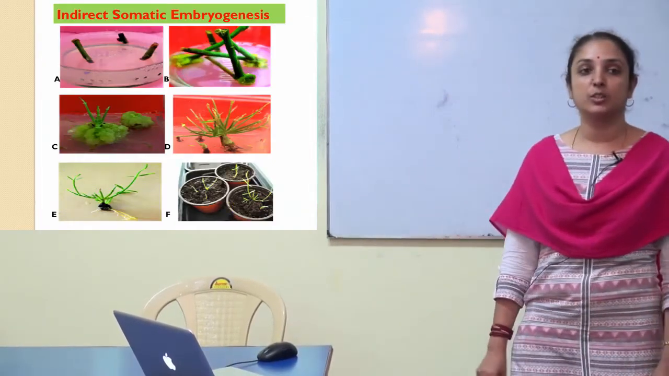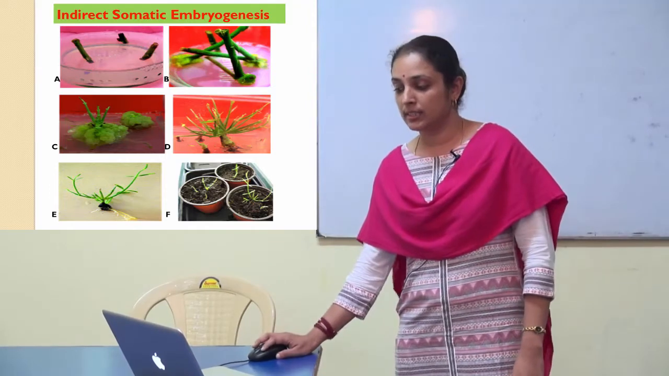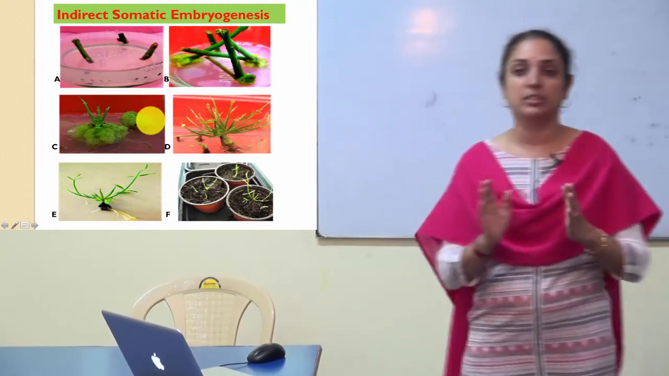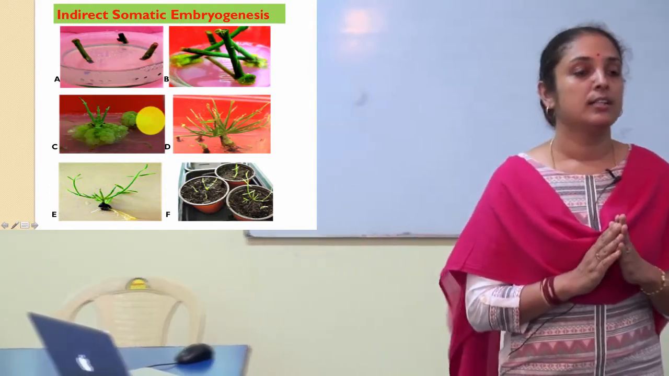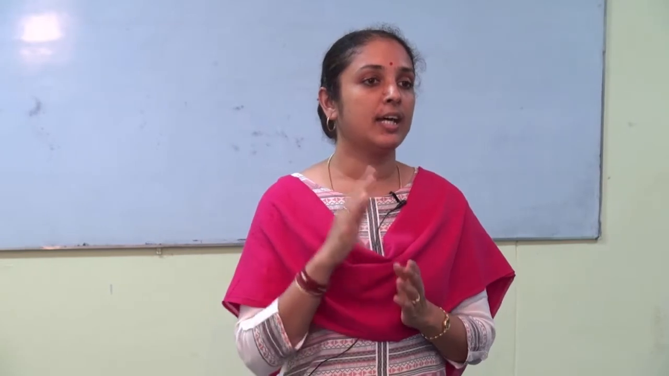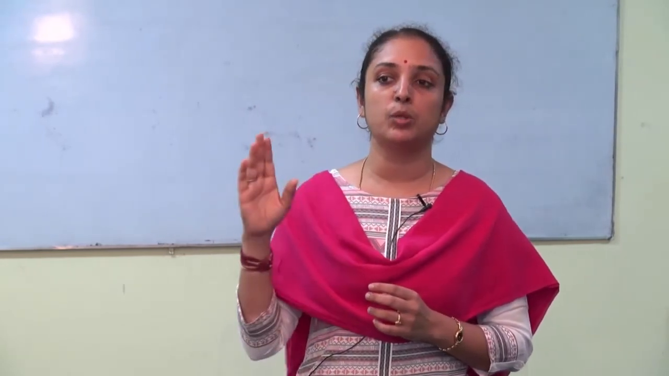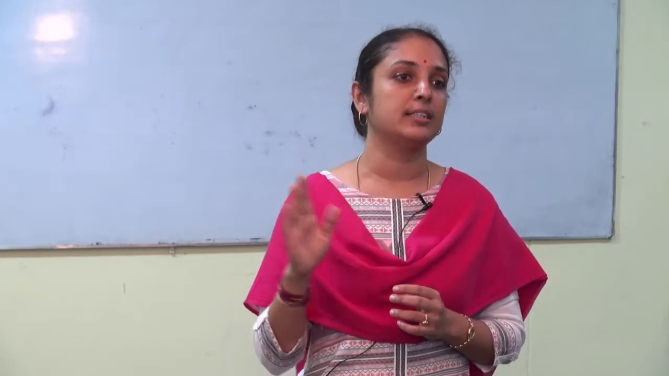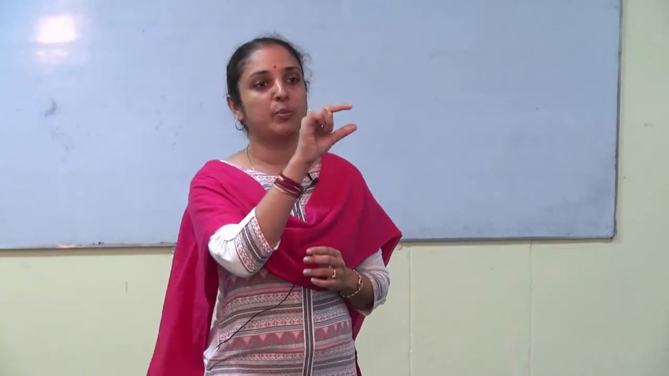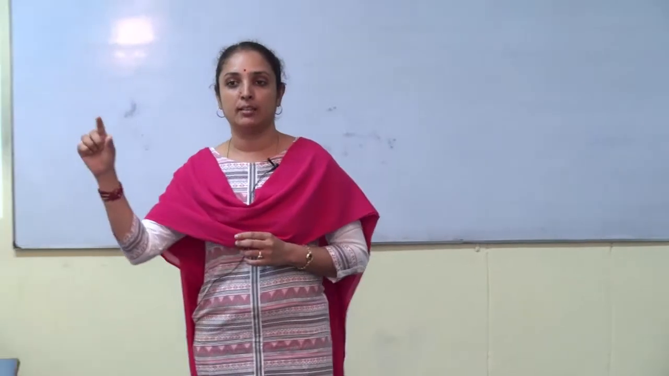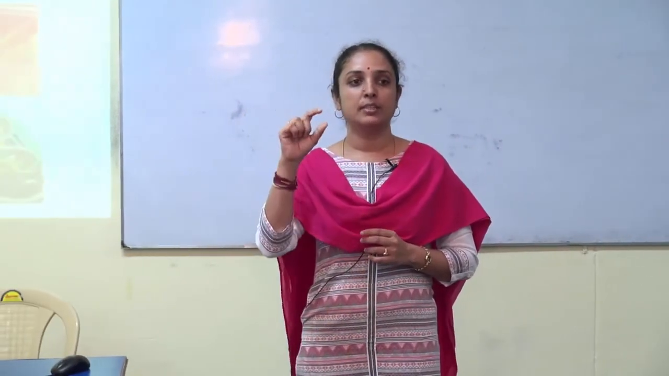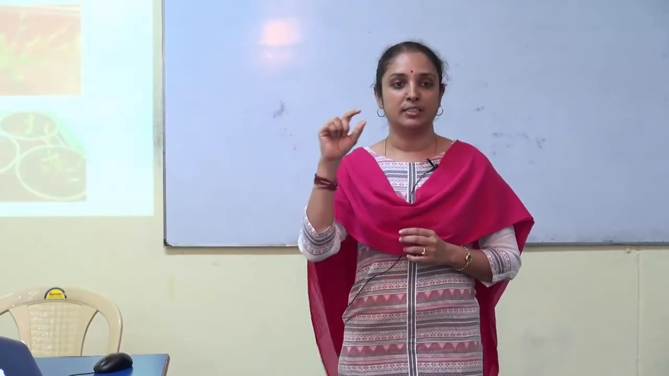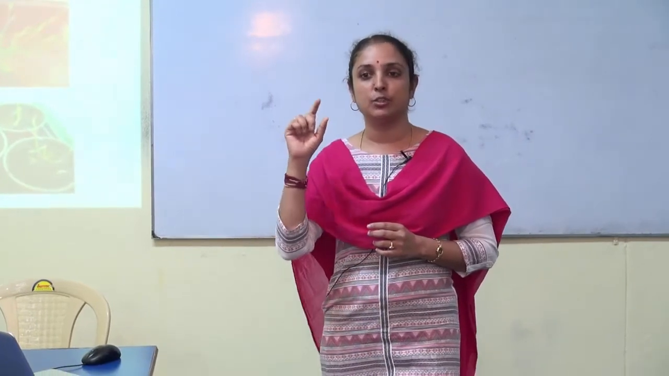Next is indirect somatic embryogenesis. This is the process in which you develop an explant, surface sterilize, inoculate it, and that explant develops into a plantlet with intervening callus. That is, the explant gets developed into a plantlet via the interference of callus.